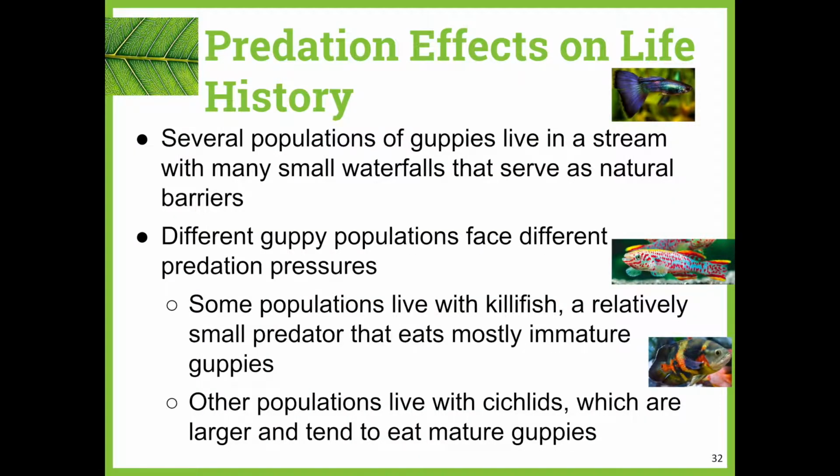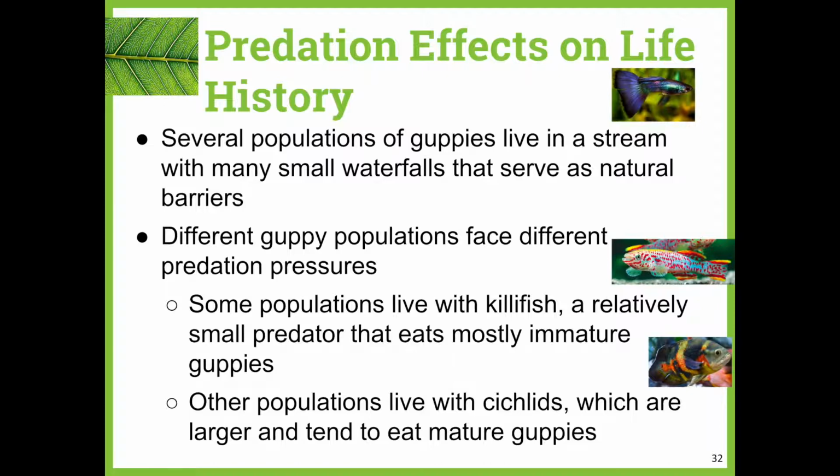So to go on with the term life history, or the typical pattern of resource investment in each stage of a given species' lifetime, I have an example that I want to talk about. And this example talks about the different populations of fish that live in streams. We have lots of guppies, and that's the image that you see on the top, living in a stream with many small waterfalls that serve as somewhat natural barriers that keep them in place in isolated populations.